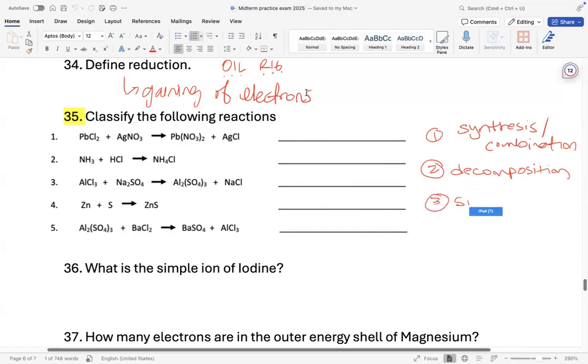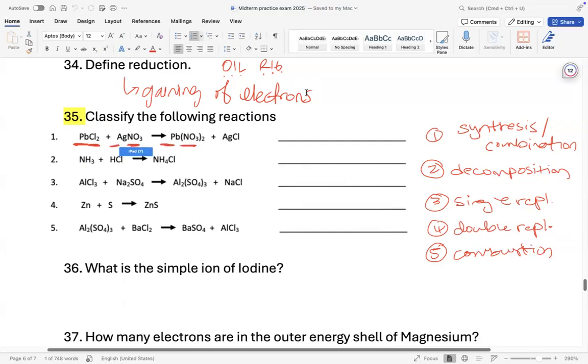We have single replacement. And then we have double replacement. And then we also had combustion. All right. So go review some other examples in your notes because these examples here aren't exhaustive of all those. But here, this first example under 35, we have lead previously with chlorine, and then all of a sudden lead goes with nitrogen, which was previously with silver. And so this is a double replacement.